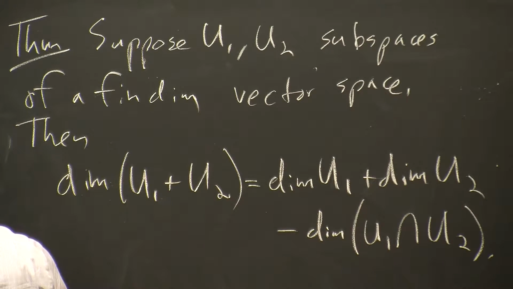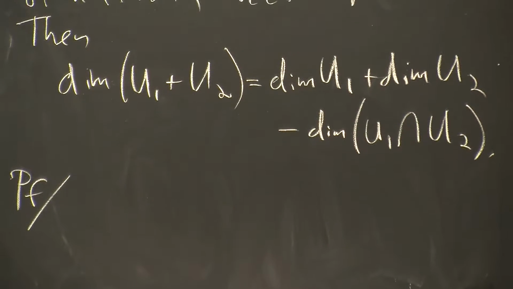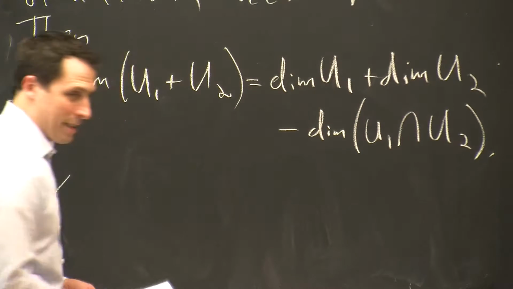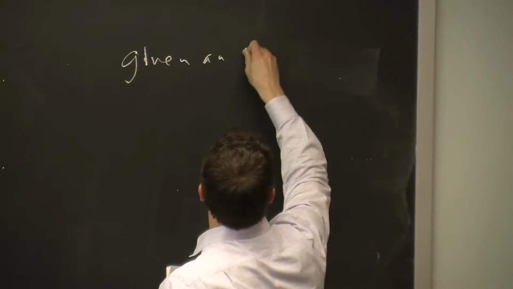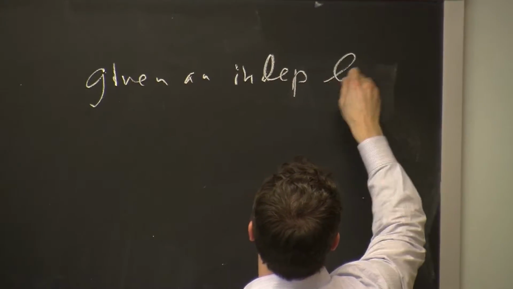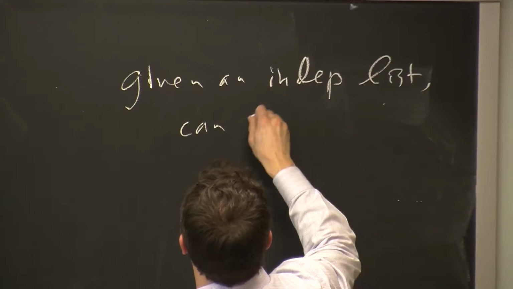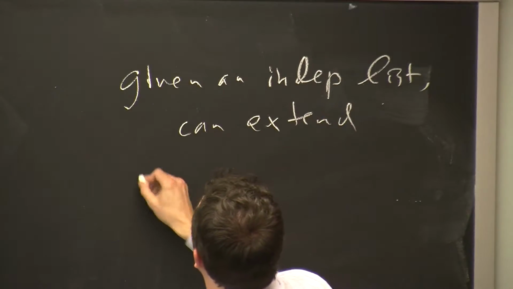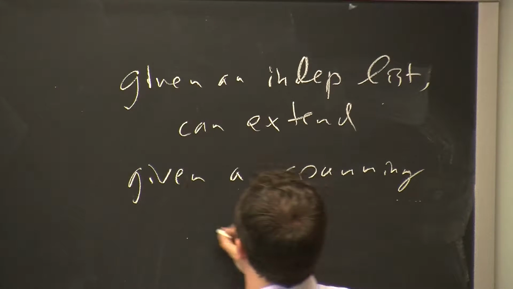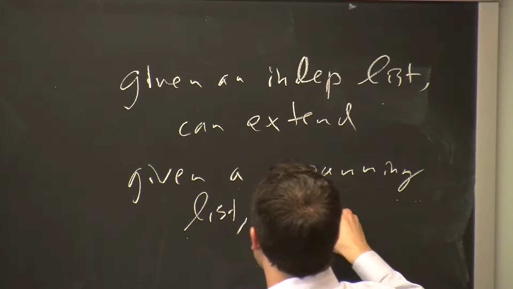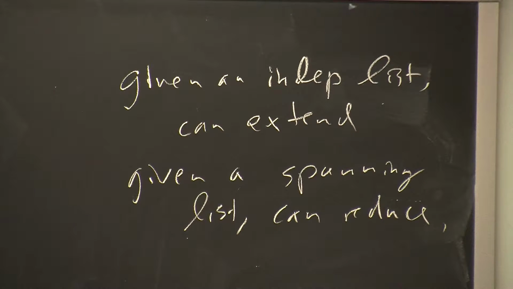So the proof we postponed until today, and the proof uses our new definitions of dimension and basis, as it has to, because we're using dimension, and it uses this notion of extension. One of the other things we did last time was to say that given an independent set, a linearly independent list, we can extend it to a basis, and given a spanning list, we can reduce it to a basis. And we'll use that in the proof.